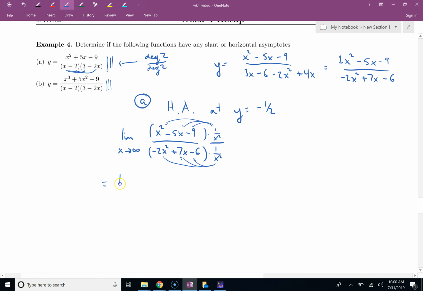And so this is going to be equal to the limit as x goes to infinity of, and let's say 1 over x squared times x squared, well, that's just going to be 1. Minus 5, and we have x divided by x squared. So there's one more x on the bottom than there is on the top here. So that's going to be 5 times 1 over x, right? One more on the bottom. And then minus 9, and again, times 1 over x squared. That one doesn't have any x's, so nothing cancels out. And so that's what our numerator looks like.